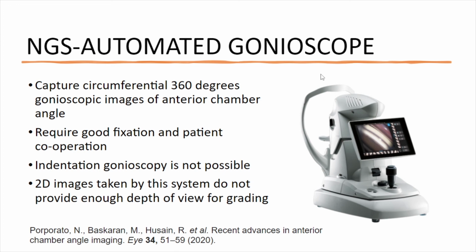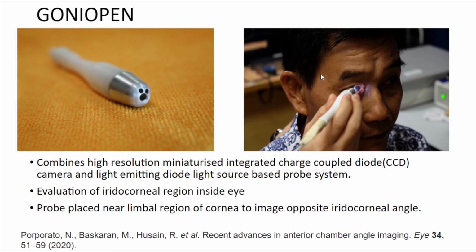This image shows us a GonioPen, which combines a high resolution miniaturized integrated charge coupled diode camera and a light emitting diode light source based probe system. And we can evaluate the iridocorneal region inside the eye. When we place it near the limbal region, we can evaluate the opposite iridocorneal angle.